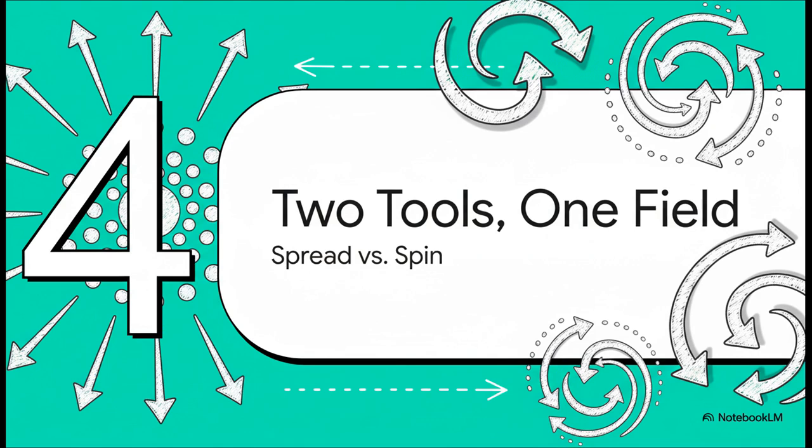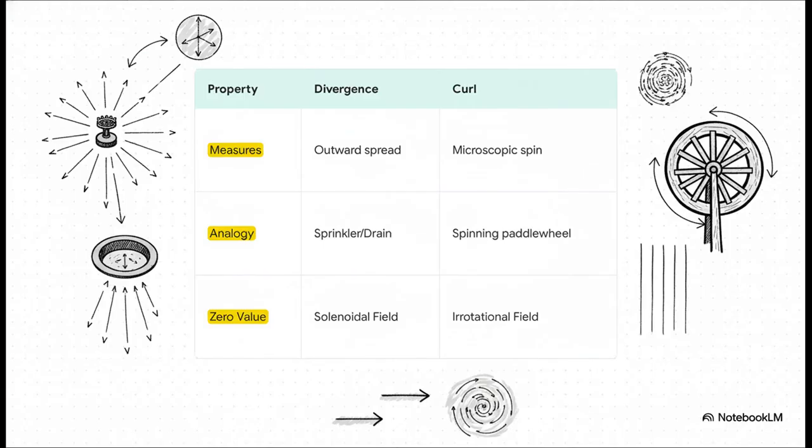Let's put them side by side for a second, just to see how they really stack up. This really lays it all out, doesn't it? Divergence is measuring the outward spread, think sprinklers or drains, and when it's 0, the field is solenoidal. Curl measures that microscopic spin, think of our little paddle wheel, and when it's 0, the field is irrotational. They are two totally different questions you can ask about the exact same field.